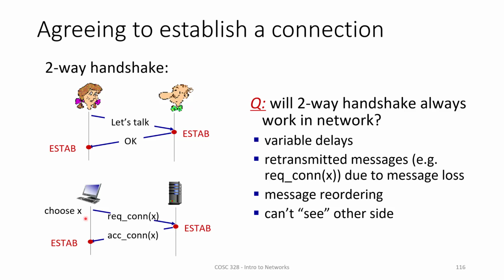We have discussed these delays so many times. When the messages are transmitted, delays can occur on both sides, in sending the actual message and in receiving the ACK for that. Because of this, the messages can be retransmitted. For example, a double connection request can be sent to the server due to message loss. There can also be message reordering, and the main point is that they cannot actually see each other. So let's see what happens.